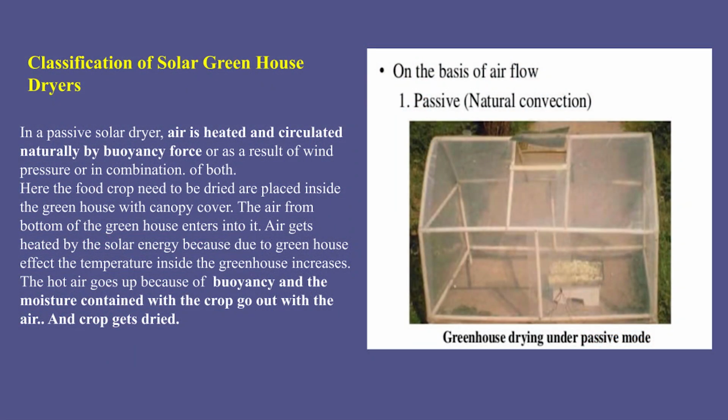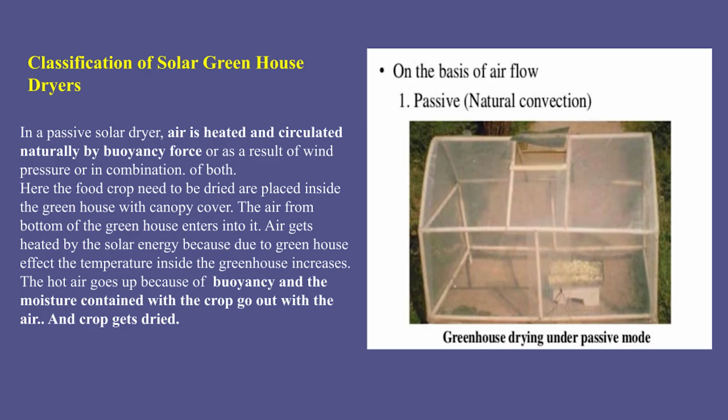The greenhouse poly cover serves in reducing the direct convective loss to the ambient, which plays an important role in increasing the crop and inside dryer temperature. So these are the classifications of the greenhouse dryers. There are some bases on which we try to classify these greenhouse dryers, and first is on the basis of the airflow. There are two types of airflow, natural convection or forced convection.